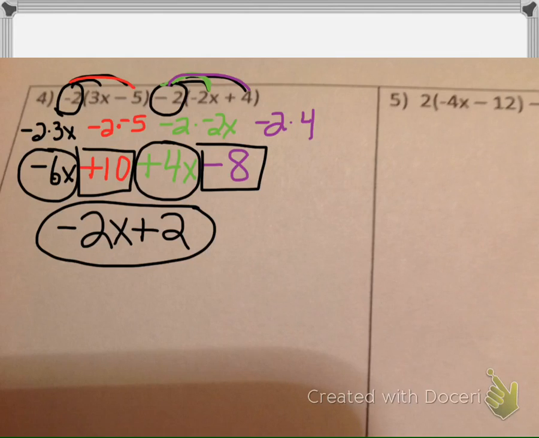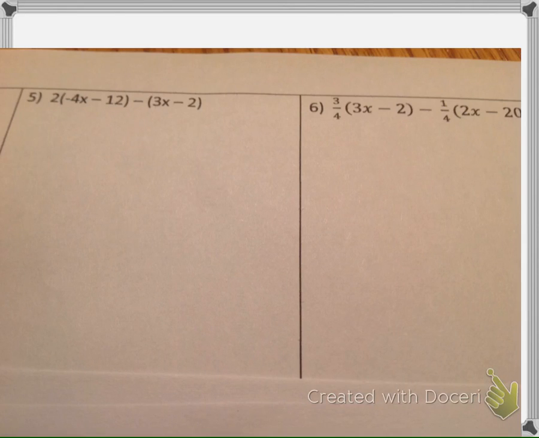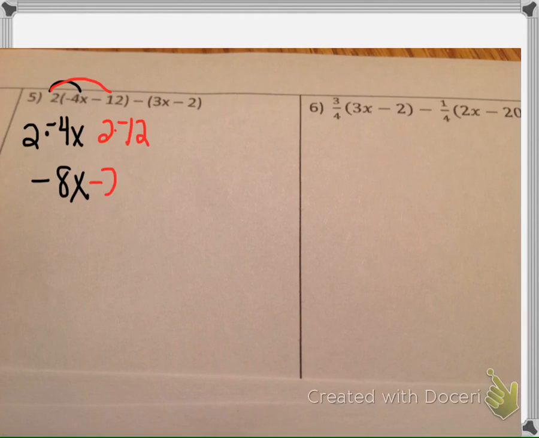Okay, the next one is a little tricky, so I don't know if you should pause it and do this one on your own. Okay, let's go on to that next one. We have positive 2 times a negative 4x, which is a negative 8x. And then we have a positive 2 times a negative 12, which is a negative 24.